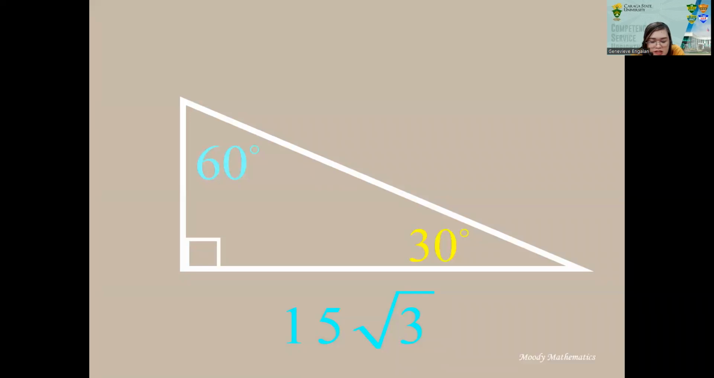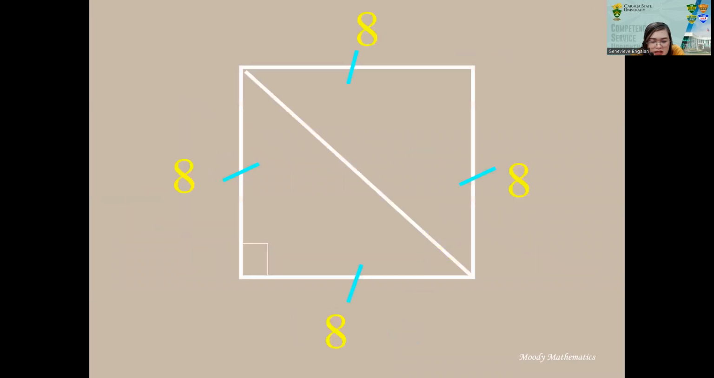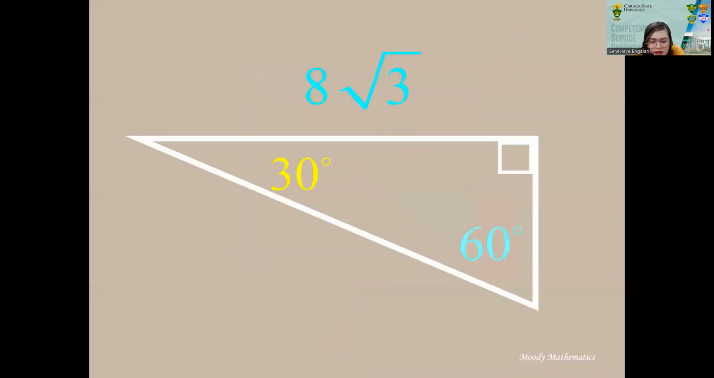If you have the longer leg is 15 square root of 3, ang shorter leg will be 15. Ang hypotenuse will be 30. So if you have a square, unsay measure sa diagonal? 8 square root of 2. Very good. So if you have 30, 60, 90 nga triangle, ang longer leg is 8 square root of 3. Pila man ang shorter leg? 8. Ang hypotenuse? 16.